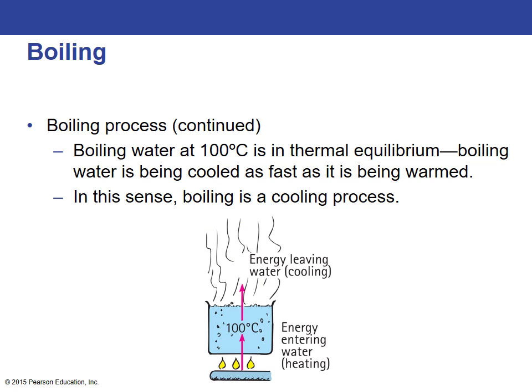Boiling water at 100 degrees Celsius is in thermal equilibrium. Boiling water is being cooled as fast as it is being warmed. In this sense, boiling is a cooling process. So even though boiling occurs at a high temperature, the boiling will actually give off heat and cool the water if you didn't continue to heat up the water.